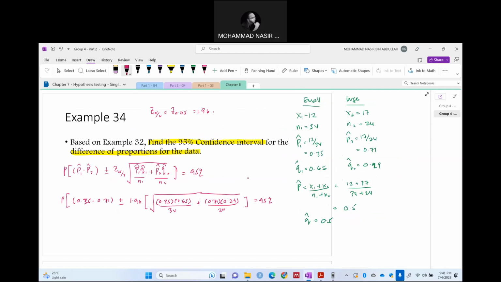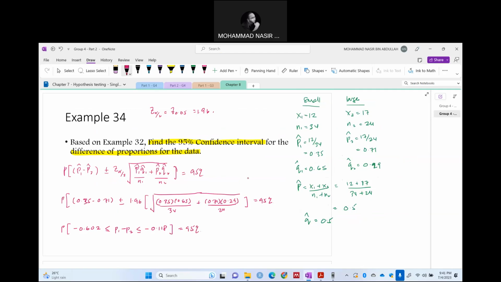So the confidence interval for p1 minus p2 will be negative 0.602 until negative 0.118. Since 0 is not inclusive in the confidence interval, there is a significant difference between proportion 1 and proportion 2. We reject the null hypothesis, we accept the alternative hypothesis.